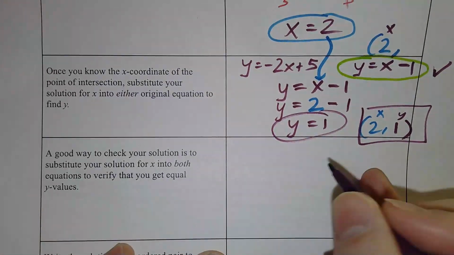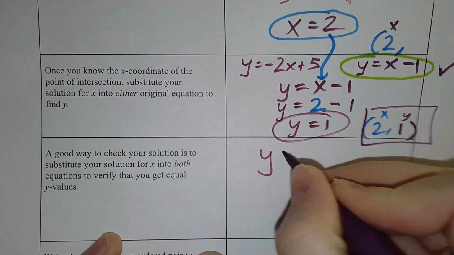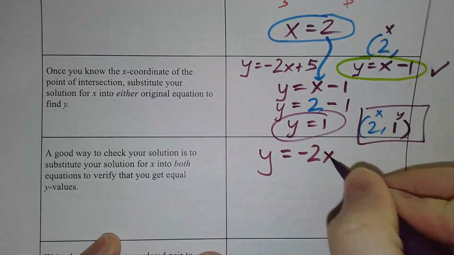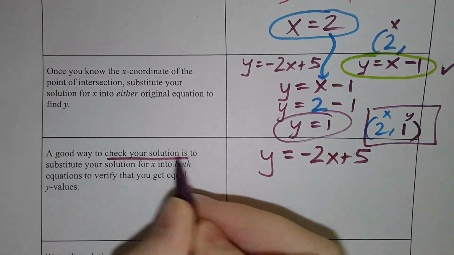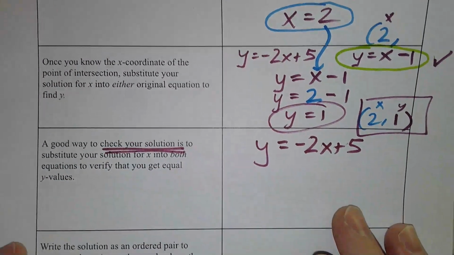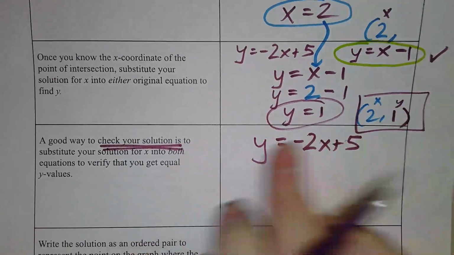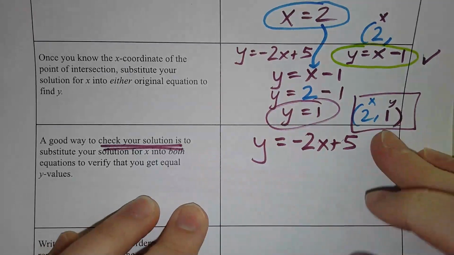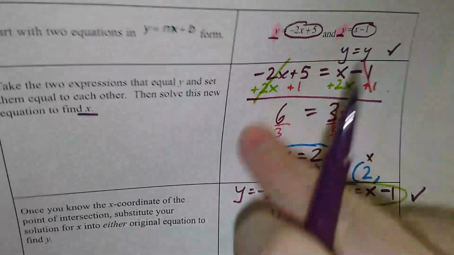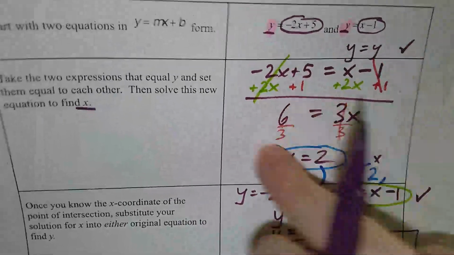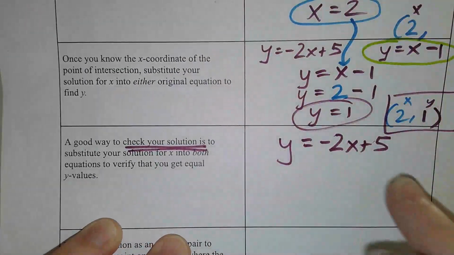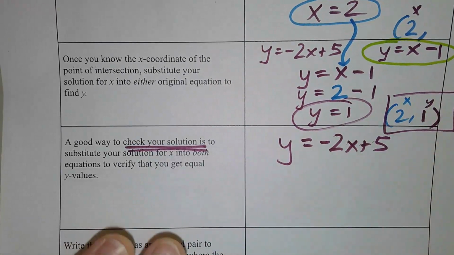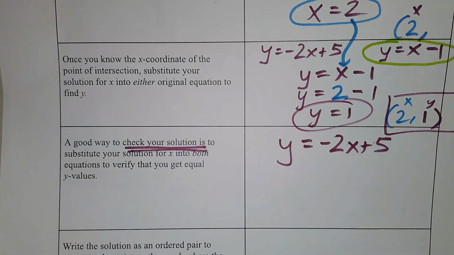But now you're going to go ahead and see the other equation, which was negative 2x plus 5. And this is going to be a way to check your work. Now this is huge because if I get different answers, that means I made a mistake over here. Do you think we made a mistake over here? Probably not. But if I didn't make a mistake here, then I might have made a mistake over here. So it's a great way to check your work.